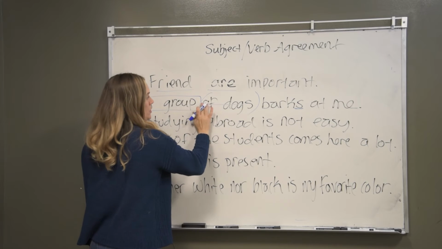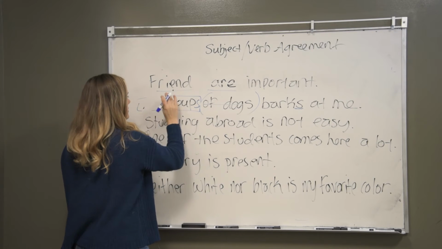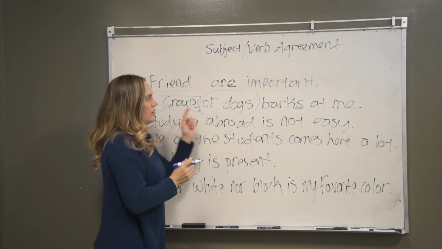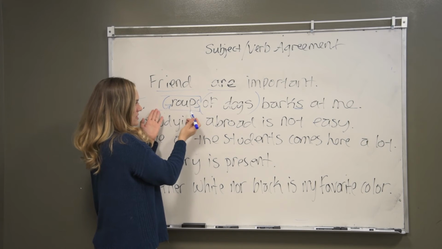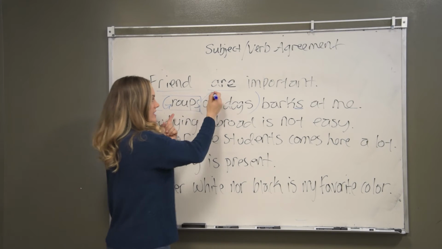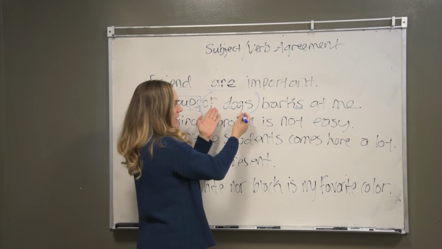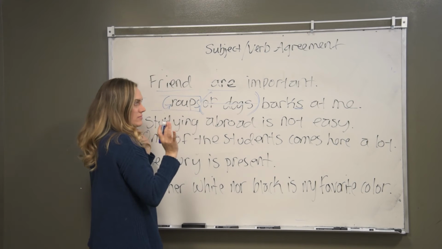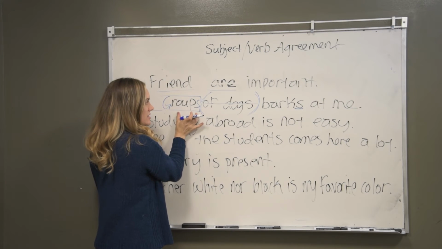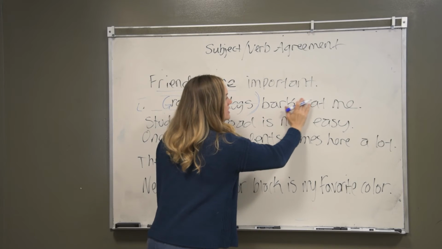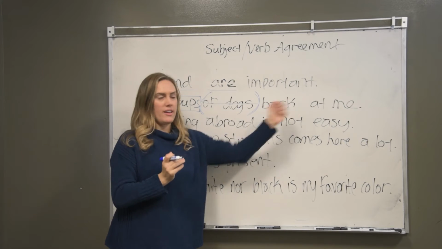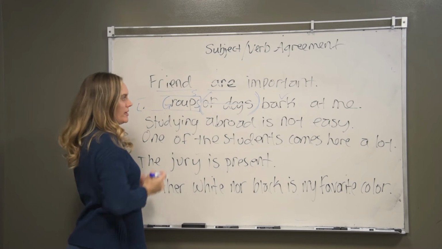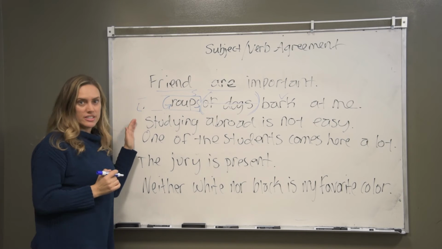And you could make it plural. So we could say groups of dogs bark at me. So groups is the subject. Now it's plural. This is still the prepositional phrase. This part does not need to agree with the verb. So just cross it out so that you're not confused. Groups barks or groups bark? Groups bark at me. Groups of dogs bark at me. Subject, verb agreement.